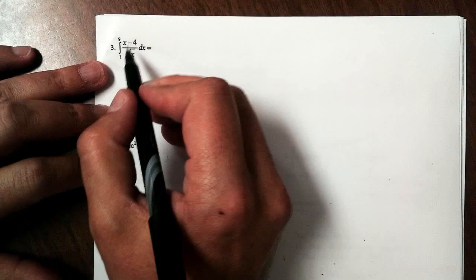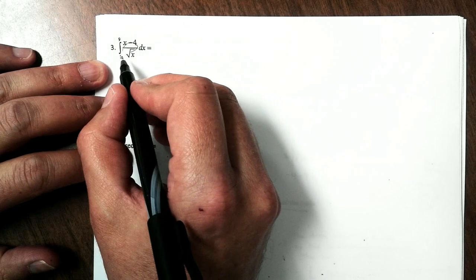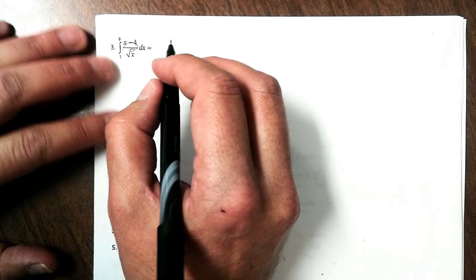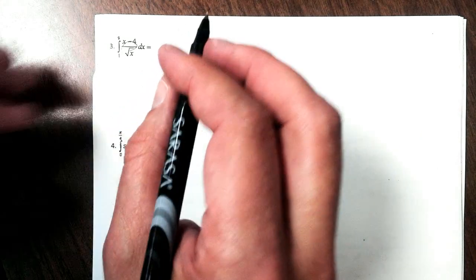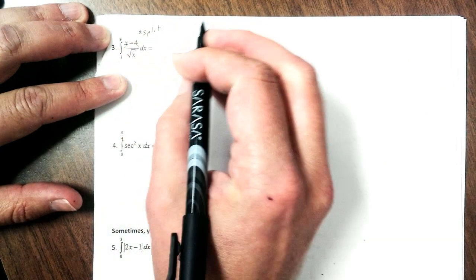Alright, here we are back at part 2. So for question number 3, remember there is no quotient rule. We're looking for the area underneath this function from 1 to 9. So before I do anything here, I am going to split my fraction. Split it, because that's a common denominator.